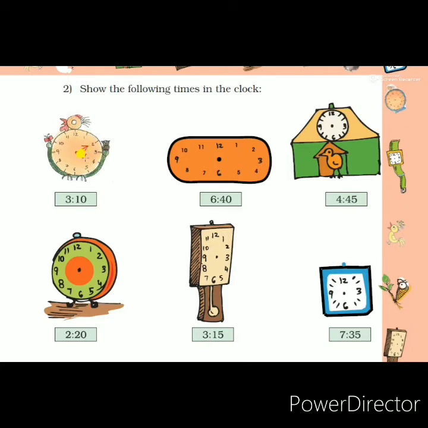Because if we divide 10 by 5, we get 2. So 5 2s are 10. So for 10 minutes, the minute hand will be on 2. This is the time, 3 hours 10 minutes.